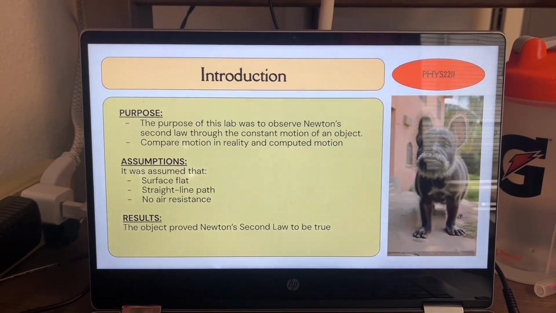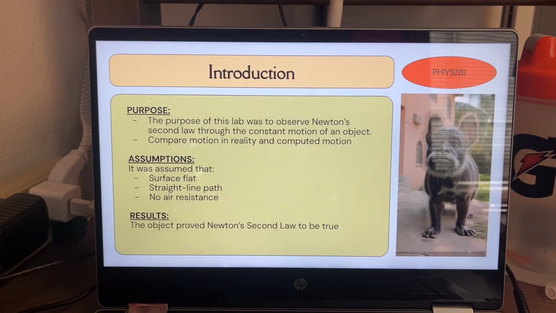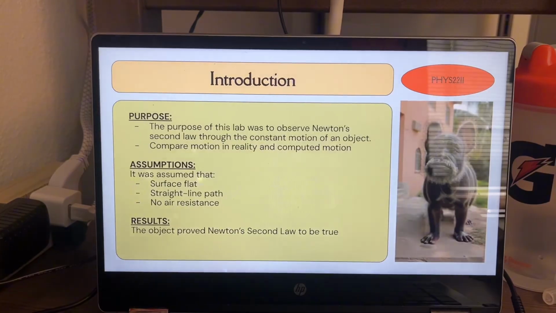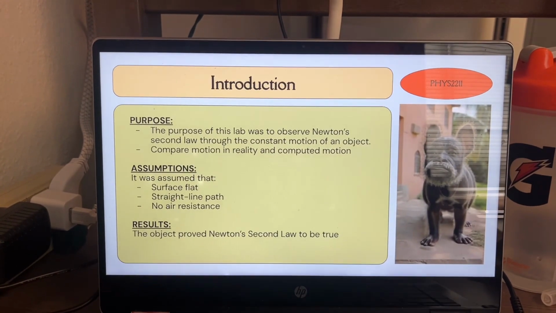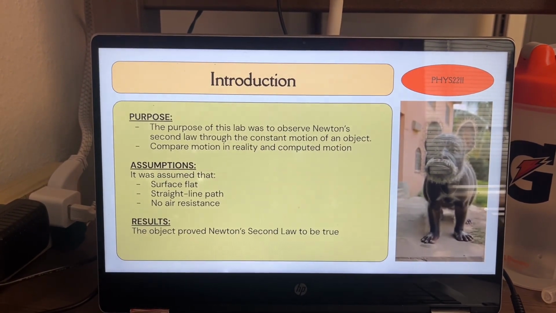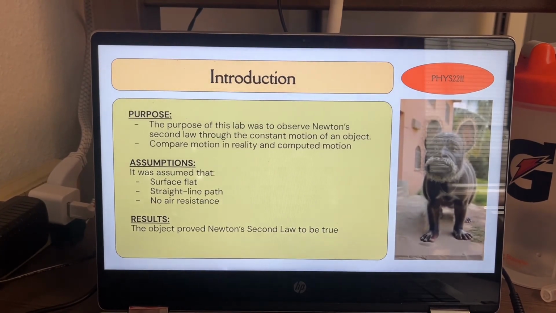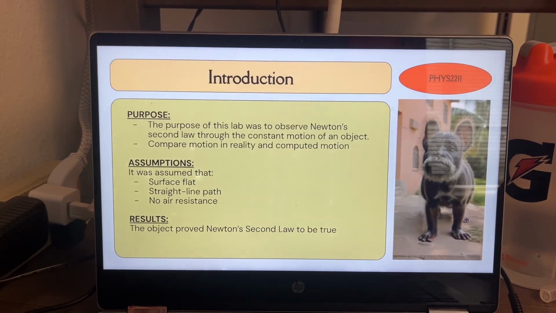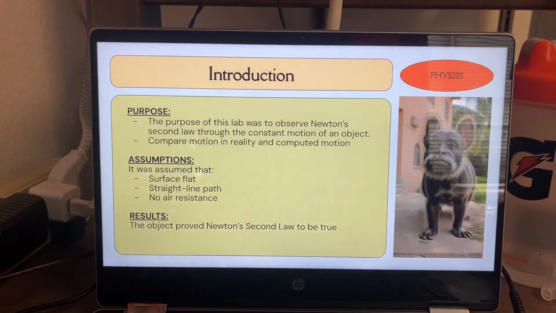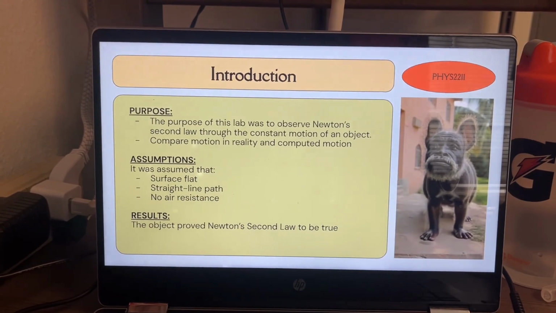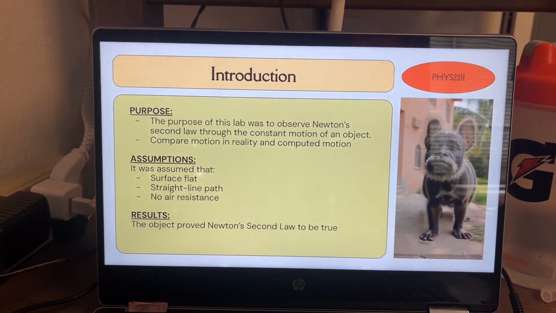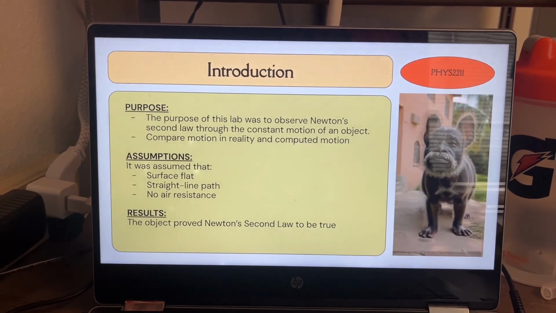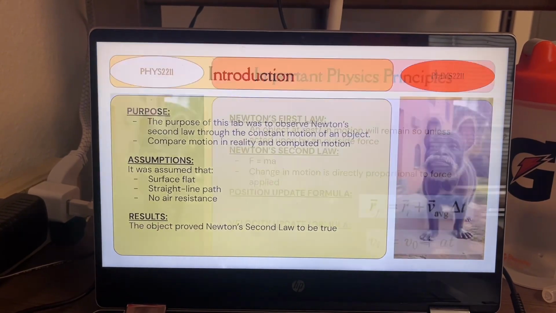An introduction to this lab: the purpose was to show constant velocity when there's no net force acting upon an object, basically proving Newton's laws, and that if net force is equal to 0, then it should be a constant velocity. We assumed in this experiment that the surface we rolled our system on was perfectly flat, and that it was a straight-line path after the applied force, and that there was no resistance, including air resistance or friction. In the ending results, we were able to find that Newton's second law was proven.